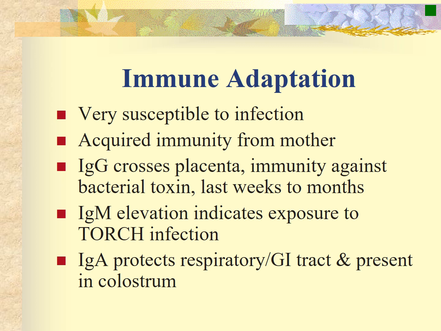Okay, they are very susceptible to infection. They don't have a strong immune system. What they do have is acquired from the mother. And the different immunoglobulins, IgG, IgM, and IgA, we'll talk about those, I think, on the next slide. The IgGs cross the placenta, and they do provide immunity against bacterial toxins that lasts from weeks to months. IgM elevation in a baby's immune system says that baby was exposed to TORCH infections of some sort. We'll talk about those in a minute. And IgA, those immunities protect the respiratory and GI tract, and they are present in colostrum.